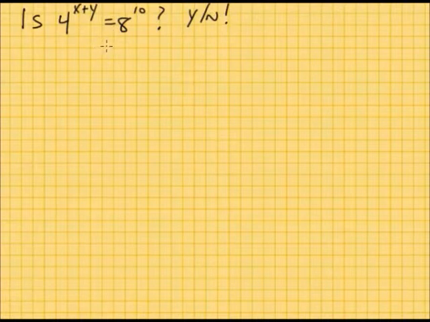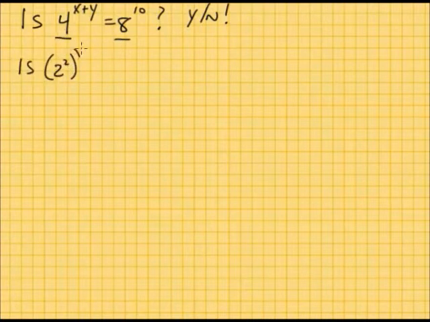We're clearly dealing with exponents, but the bases are different. So let's put in a little bit of effort to simplify this problem. I'm going to take the 4 and turn it into 2 squared. So now I have 2 squared to the x plus y power. And I'm going to turn the 8 into 2 cubed. So now I have 2 cubed to the 10th.